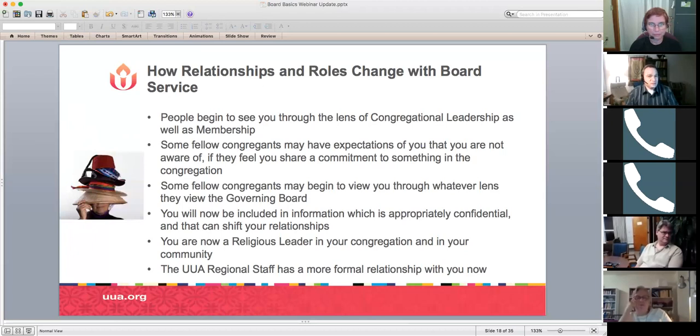You will now also, as a board member, be included in some information that is appropriately confidential, that cannot be shared, sometimes legally cannot be shared, and how you hold that, and to do some work beforehand thinking about, you may know something that you can't tell other members of the congregation. Although I think this is a rare case, it doesn't happen all that often, you may know something for, I think, a short period of time that you can't tell even members of your family in different circumstances and situations in board leadership.